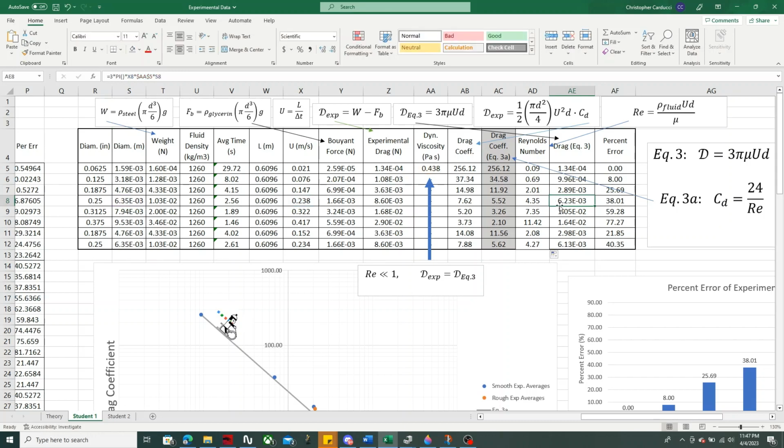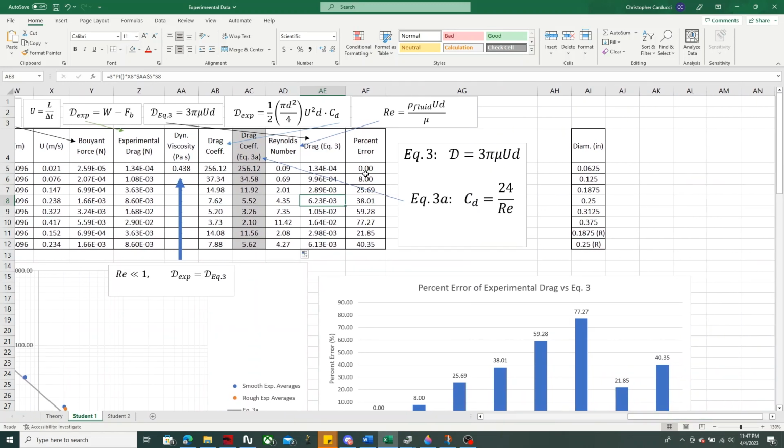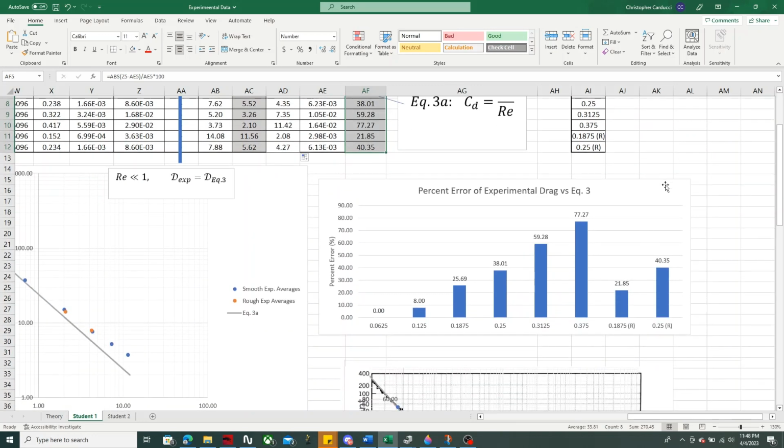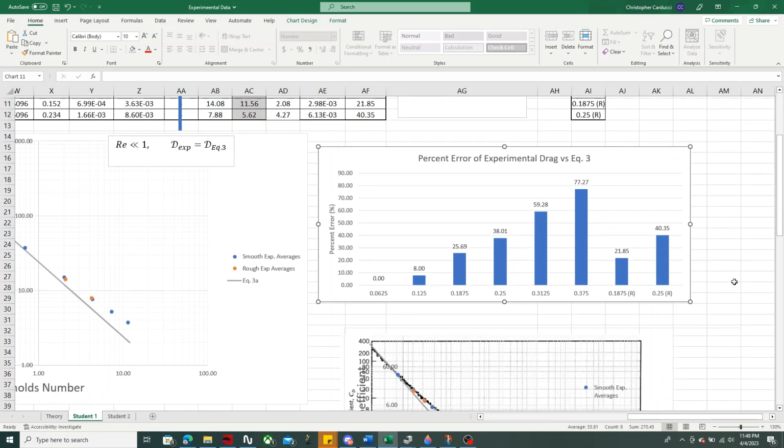Okay. Here's a really good way to visualize that. I just did a percent error. Percent error in this case is the absolute value, so ABS, just the difference between your experimental drag force and the drag force that is predicted by equation 3. Divide that by equation 3's drag force, multiply it by 100, bring it all down, and you get all these percent errors. What I would recommend you guys doing is making this graph right here.